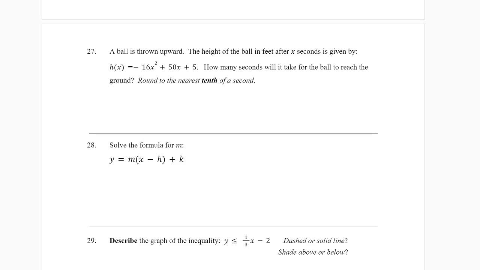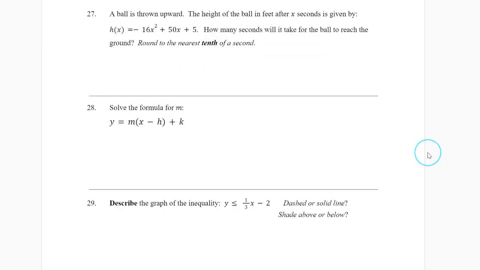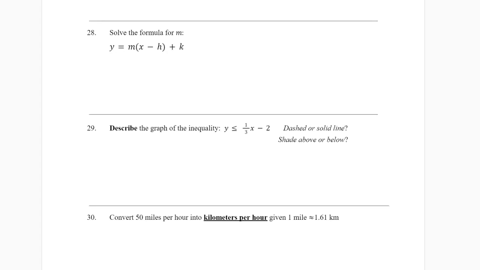For 28, they're solving the formula for m. 29, they're simply describing, so they're really going to just put a couple of words here. Is it dashed or solid? So they'll choose one of those. Is it shaded above or below? And they'll choose one of those.